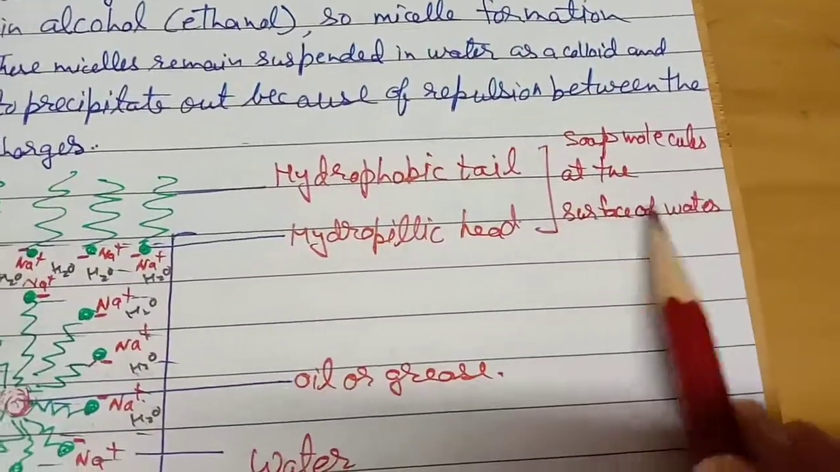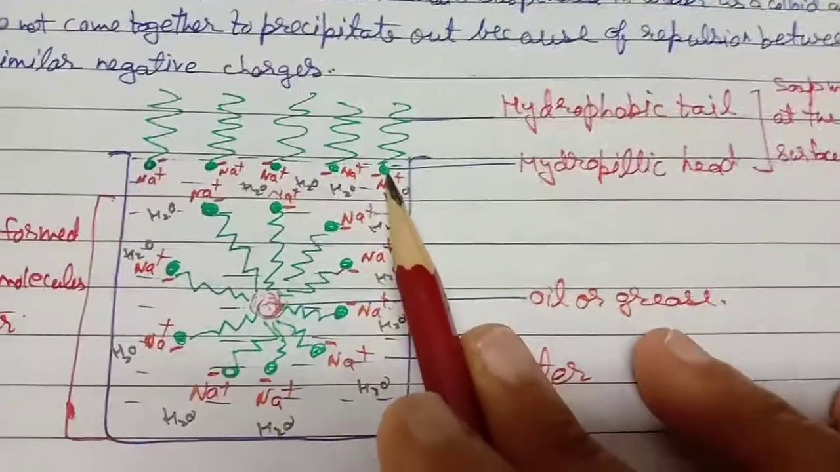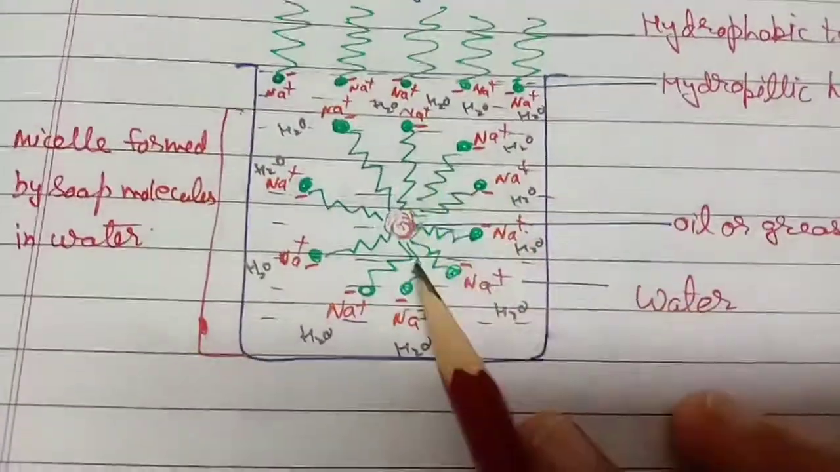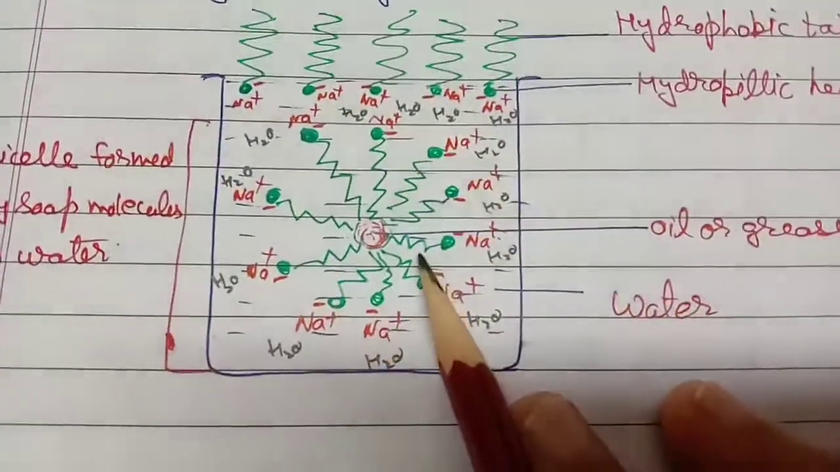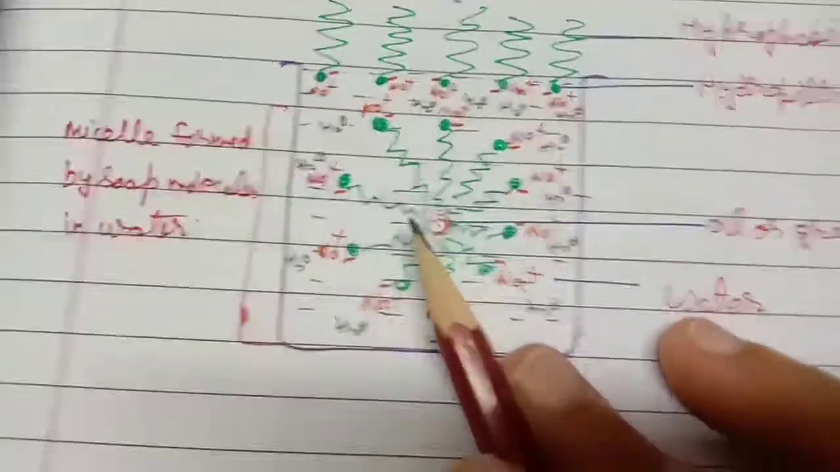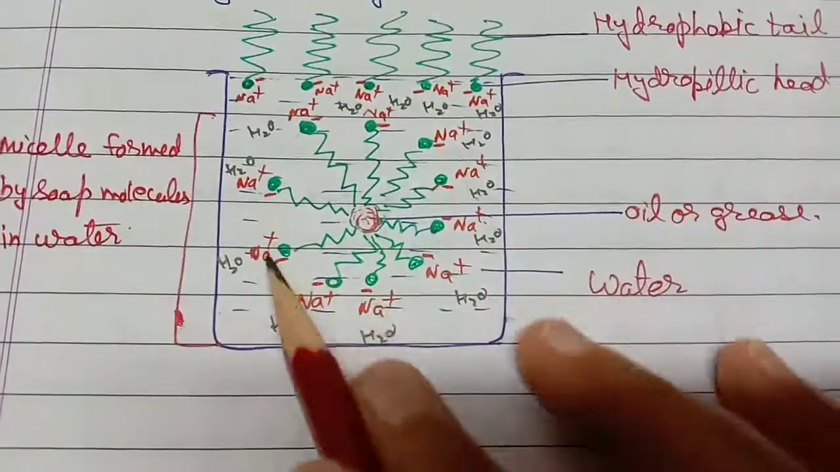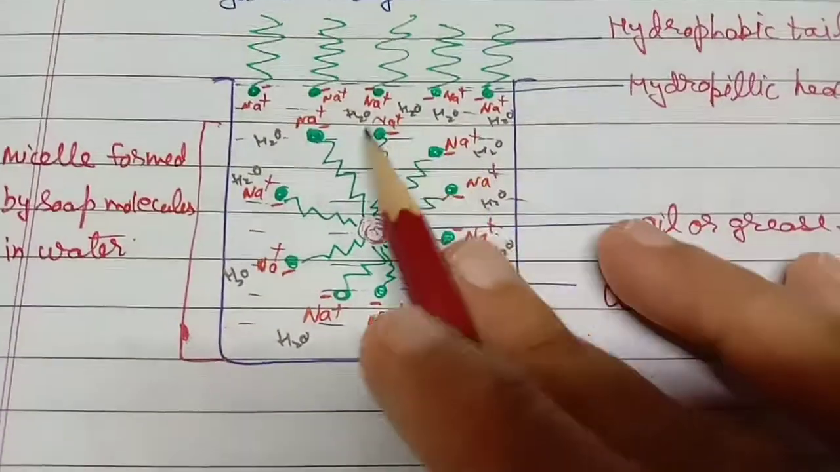So this is your soap molecule at the surface of water, with a hydrophobic tail and a hydrophilic head. Okay, now what about the soap inside the water? Inside the water, the soap molecules take a unique orientation and form this structure. This structure is known as a soap micelle.